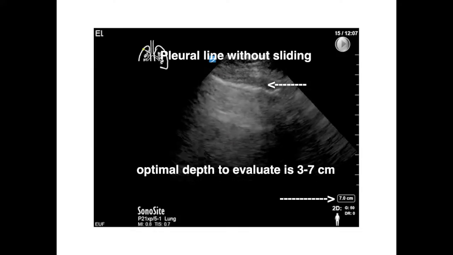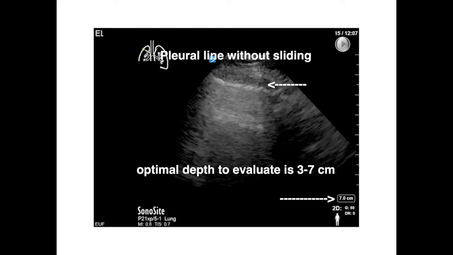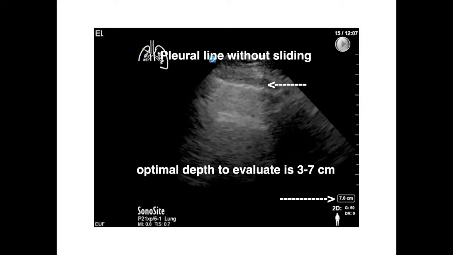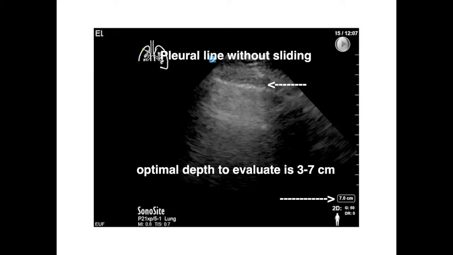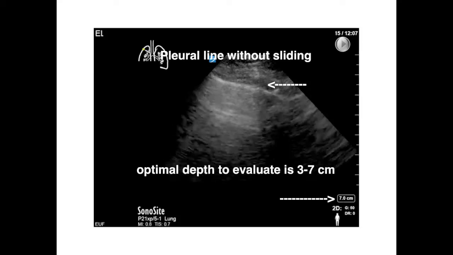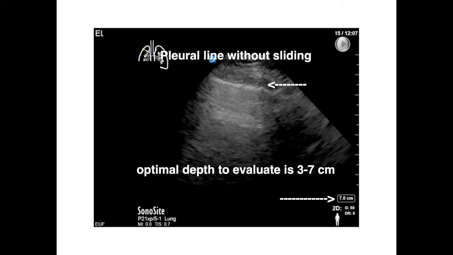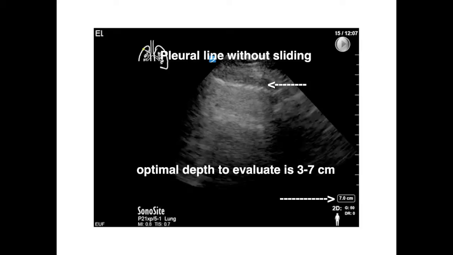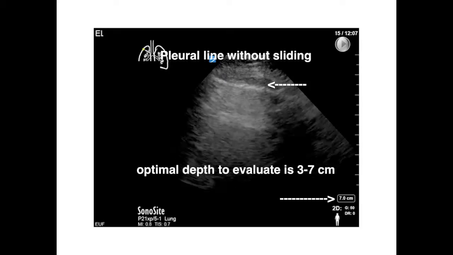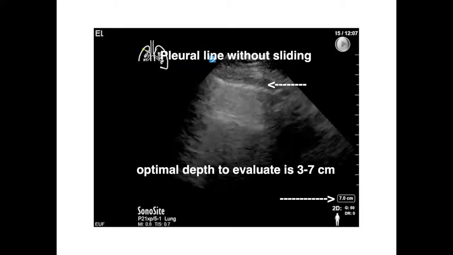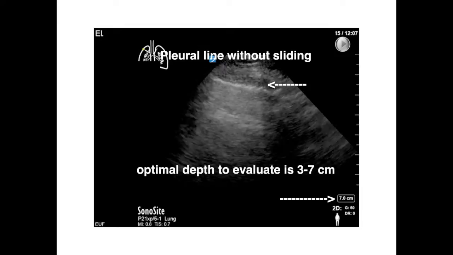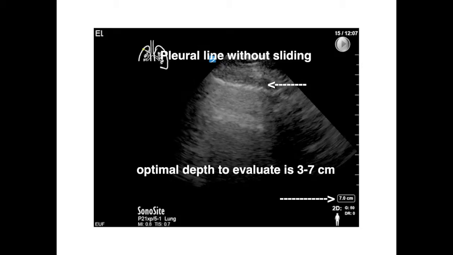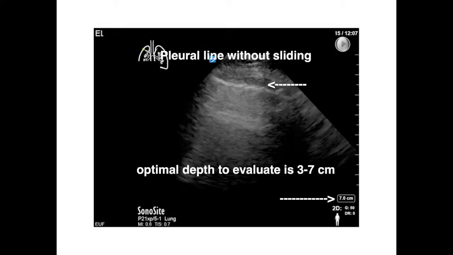Here is another image of thoracic ultrasound with a pleural line without lung sliding. As the patient is taking a deep breath, you do not see the lung moving, the pleural line moving. The optimal depth to evaluate this is 3 to 7 centimeters. Although this image is done at 7 centimeters, I recommend that if you're trying to decipher this, or if you're trying to show students, you do it at 3 to 5 centimeters so it's easier to be seen.